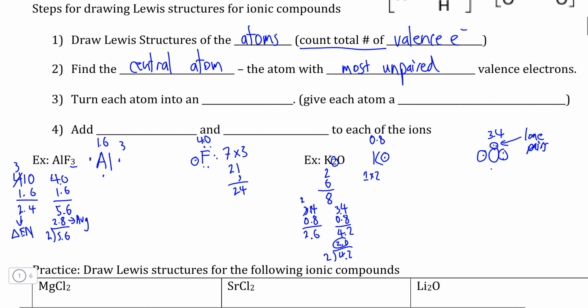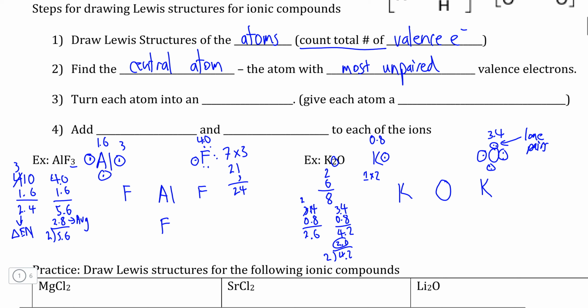So in aluminum fluoride, we can clearly see that aluminum has the greatest number of unpaired electrons, so we're going to put it right in the center with the 3 fluorine atoms surrounding it like this. Likewise, we can see that oxygen has 2 unpaired, whereas potassium only has 1, so we can put oxygen in the center with the 2 potassium atoms around like this.